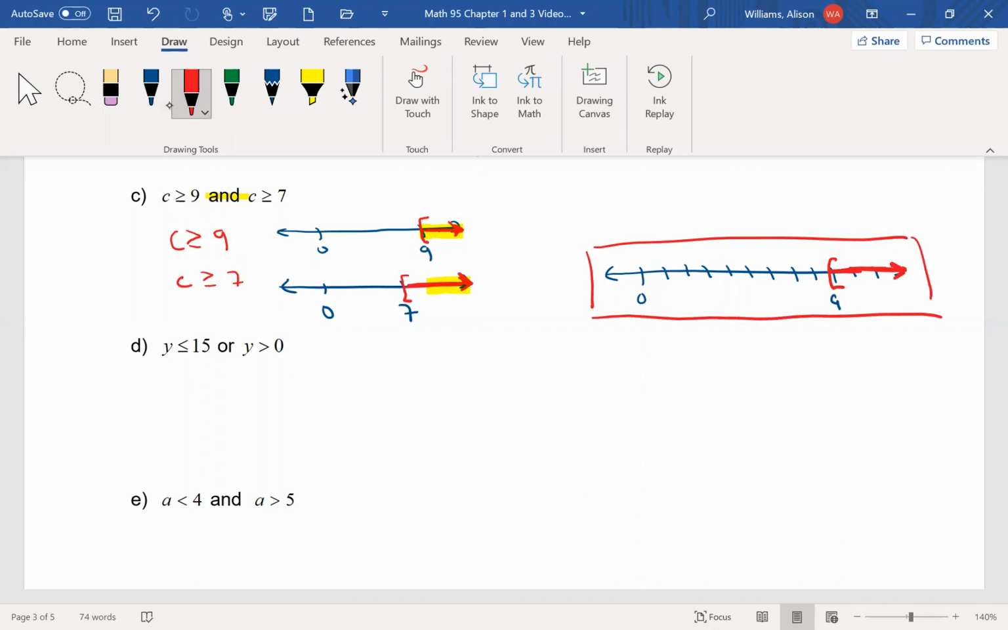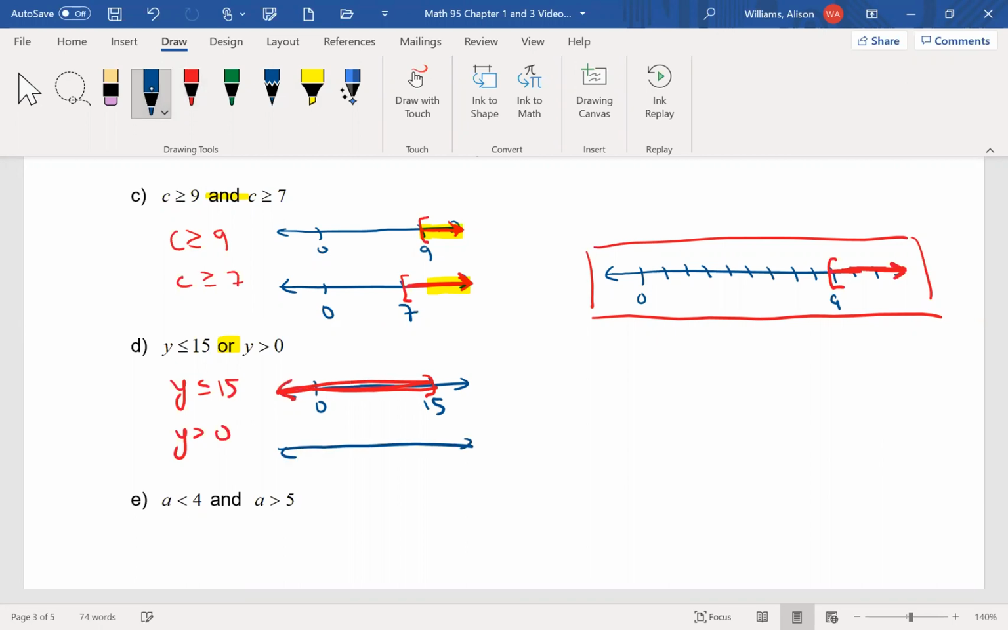All right, back to or. Less than or equal to 15 versus bigger than 0. Or means we're combining them together. Here's 0 and here's 15. If it's less than or equal to 15, that would be a bracket going to the left, all the numbers less than 15. Here's 0. It's bigger than 0, so that's all the numbers, parenthesis going to the right, parenthesis because there's no equal to bar.